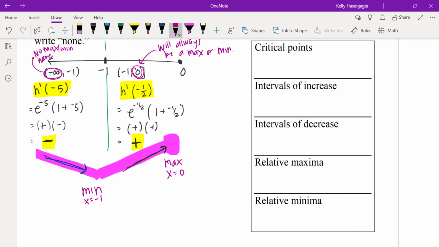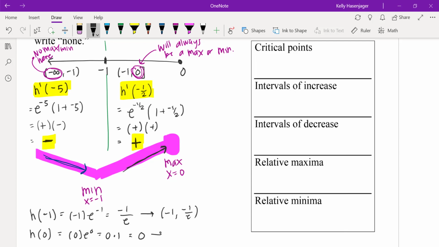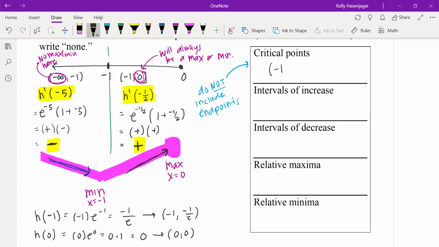Okay, so we want to put our answer in coordinates. We will utilize the original function to plug in our x values to get the y values. And that'll give us the points (-1, -1/e) and (0, 0). So now we can just fill in our answers for all the work that we showed.